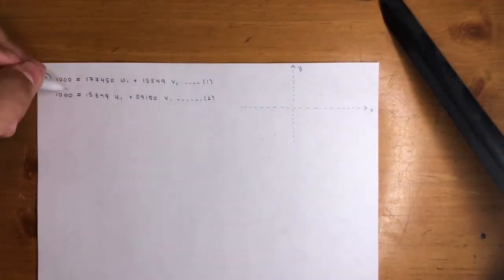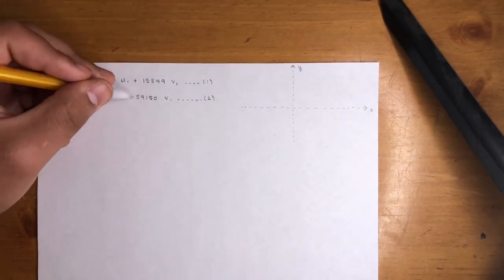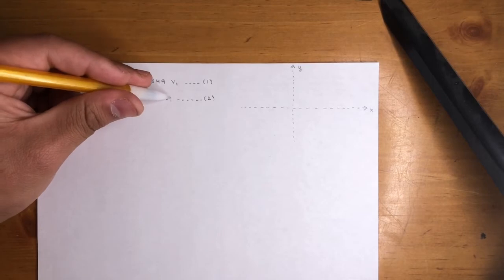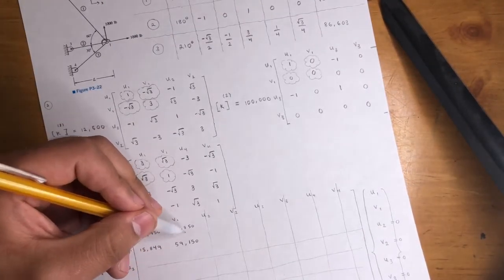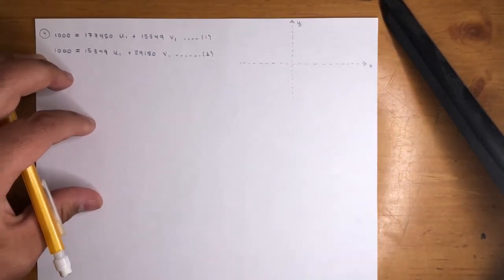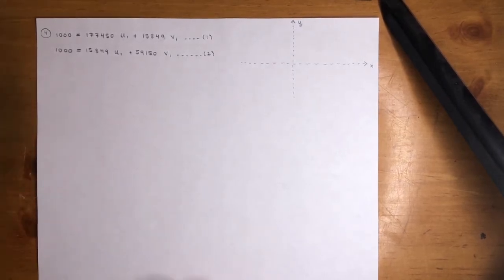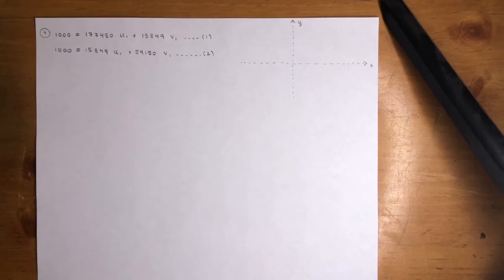Well, 50, same thing, right? I'd already done this equation. And then the next one's 1,000, 15849 U1 plus 59,150 V1. Now, I'm going to go ahead and use 49, not 50. That was just so you could see how I got it, but it's the same answer. You're going to get something very slightly different, but it's pretty much the same. Okay, so let me flip my other paper over, keep explaining this problem.